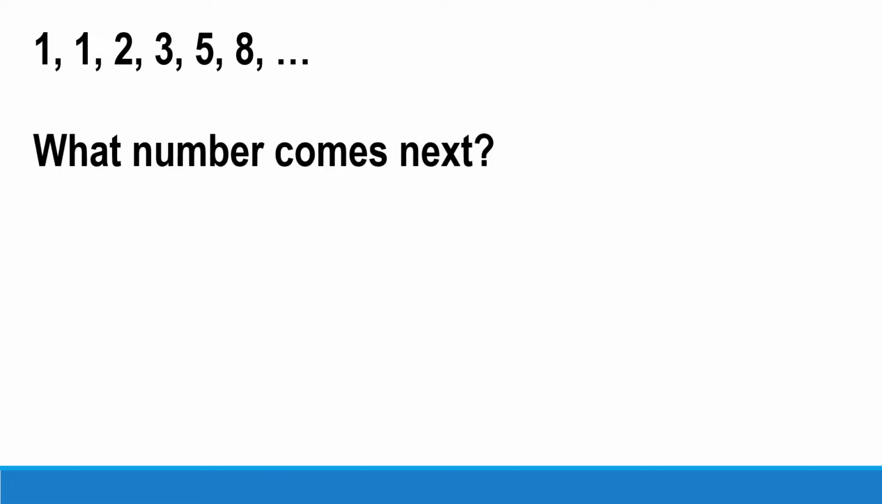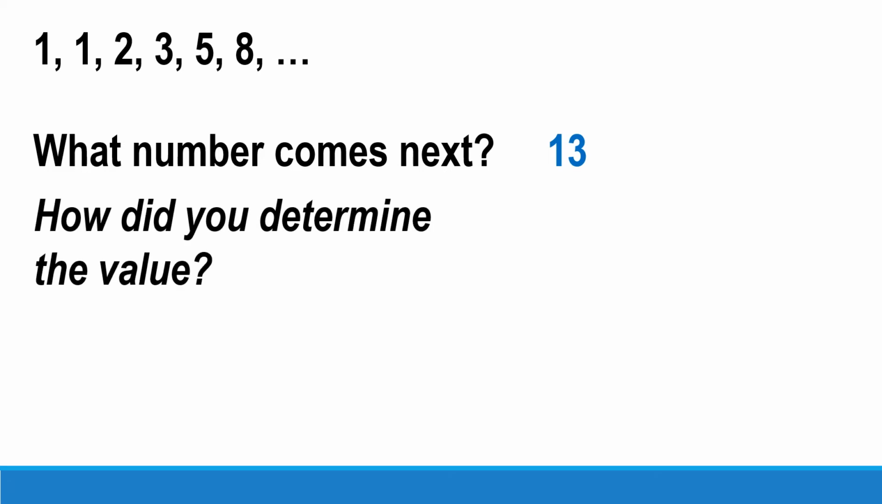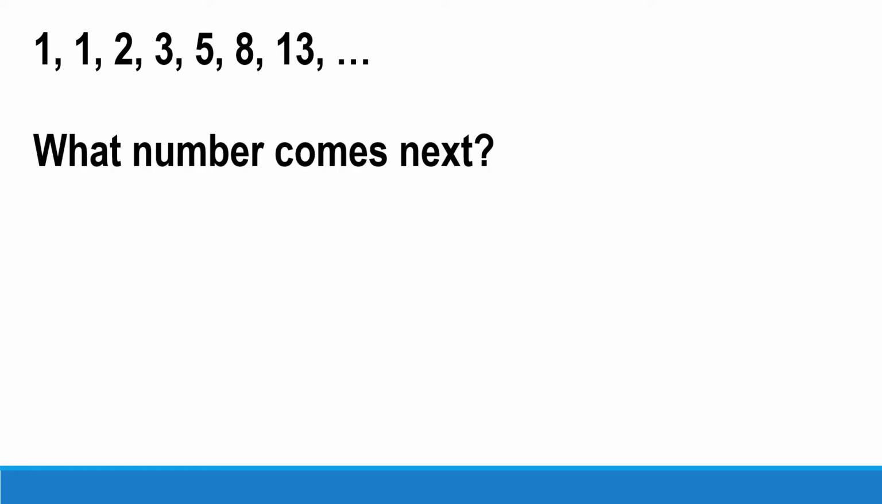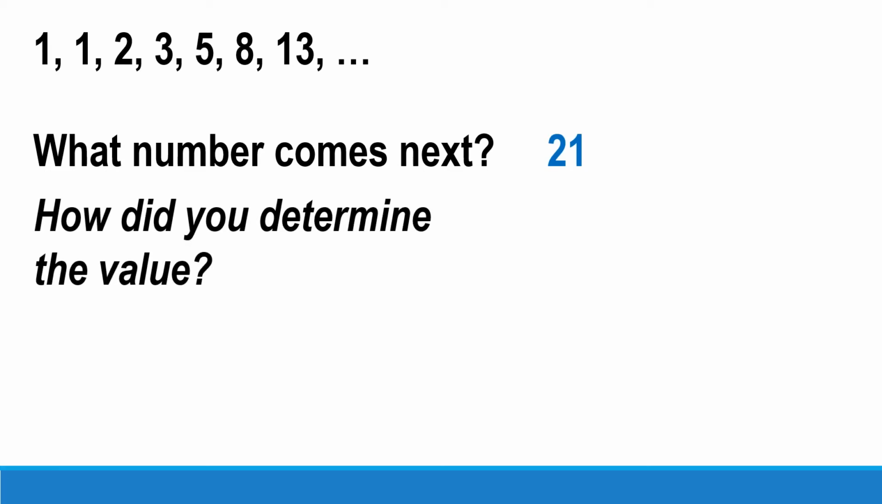Let's look at a new sequence of 1, 1, 2, 3, 5, and 8. What number comes next? Did you say 13? If you did, how did you compute it? The way I would have computed it is 5 plus 8, and that equals 13. So if I ask again, what number comes next? Did you say 21? And if so, how did you do it? The way I did it is 8 plus 13.